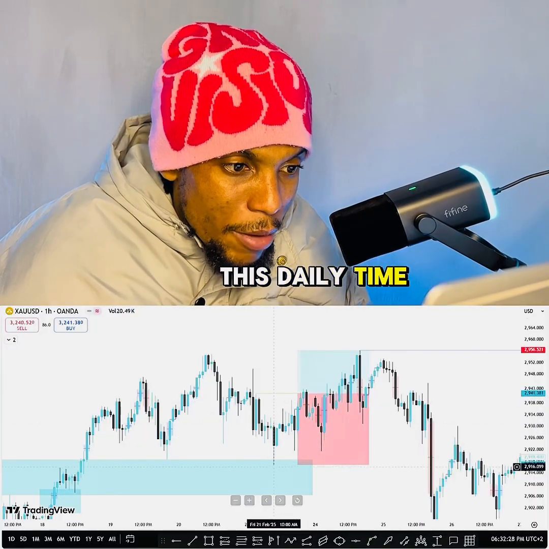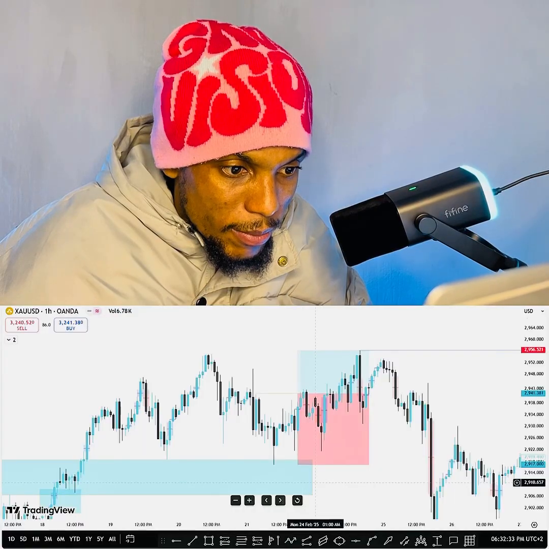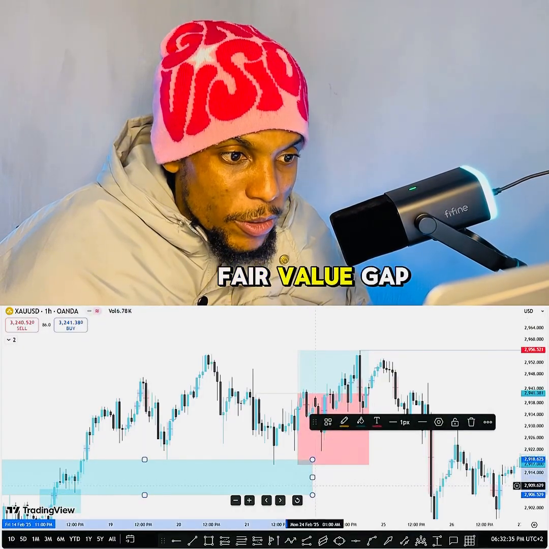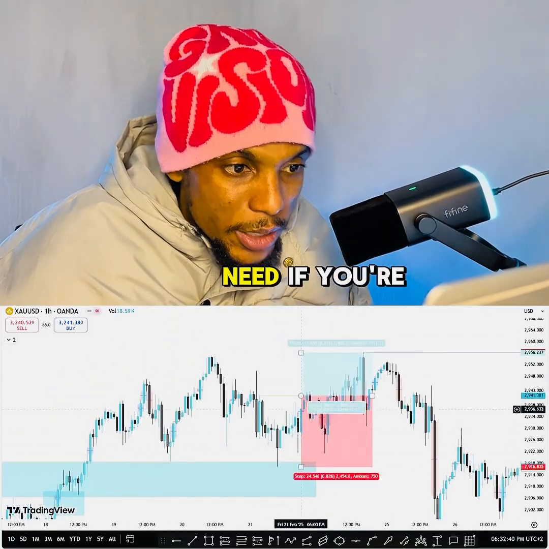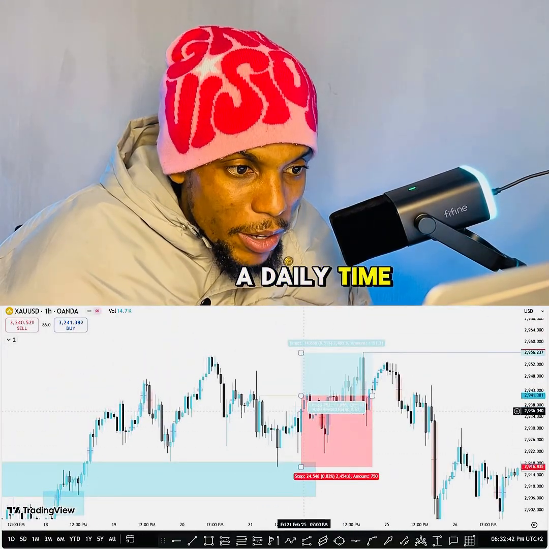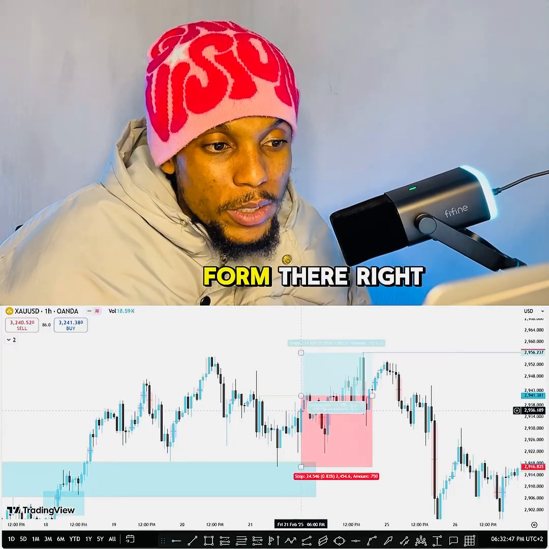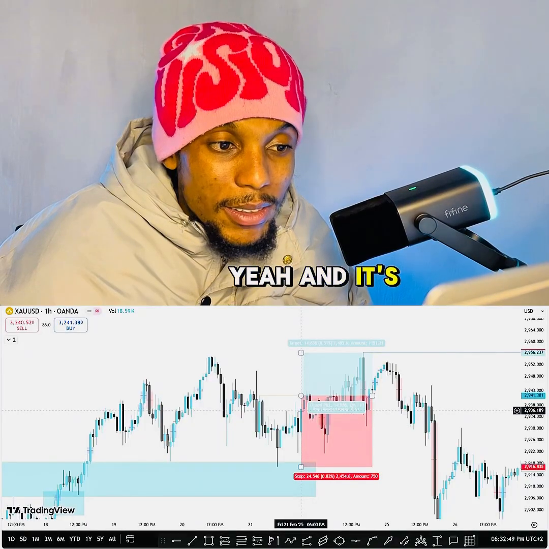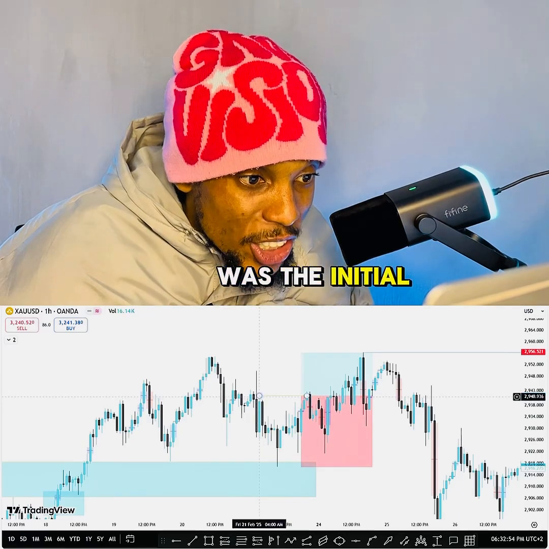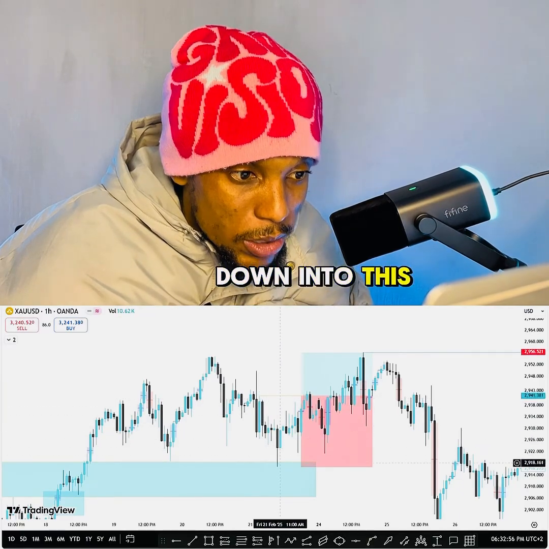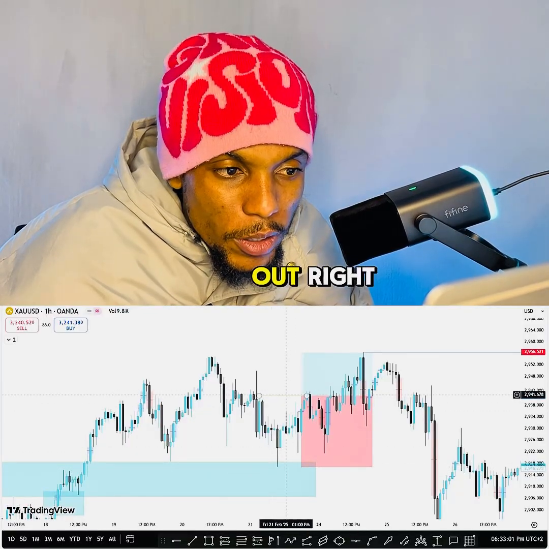Price came into this daily time frame fair value gap, right? Which is this particular box here. Came into this fair value gap and started moving up, right? The confluence you need if you're trading like me is a daily time frame, a weekly, and a 1 hour fair value gap. You see this fair value gap that formed there, right? And it's actually the first confluence. Then this high was the initial high that brought price down into this particular fair value gap. You see how it was taken out, right?